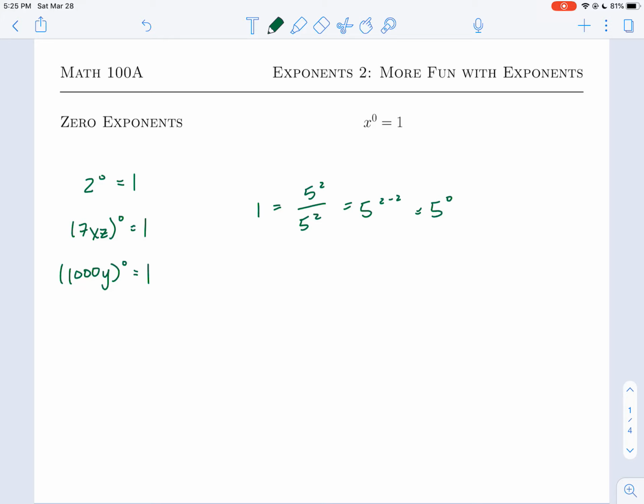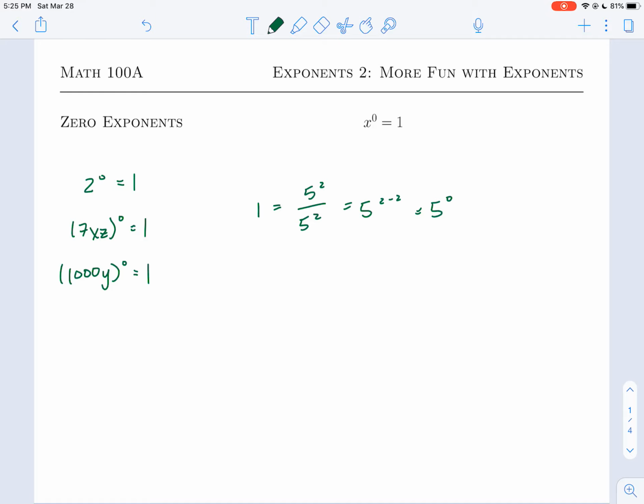And I could repeat this process with any base that I want to. I could repeat it with the 2, I could repeat it with the 7xz, I could repeat it with any term I want to. Just turn it into a fraction equivalent to 1, and it'll get me back down to that base to the 0th power. Right? That motivation is pretty cool. Realistically, we mostly just need you to know how to do this more procedural thing on the left. Just taking it to the 0th power and knowing that that's 1.